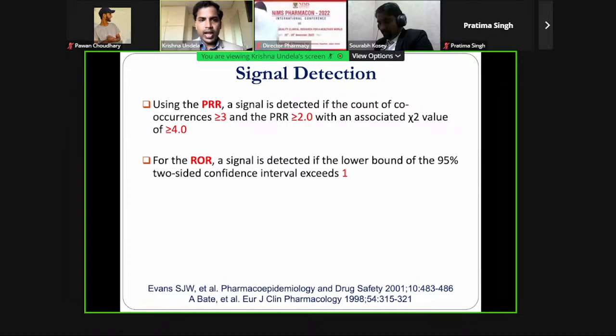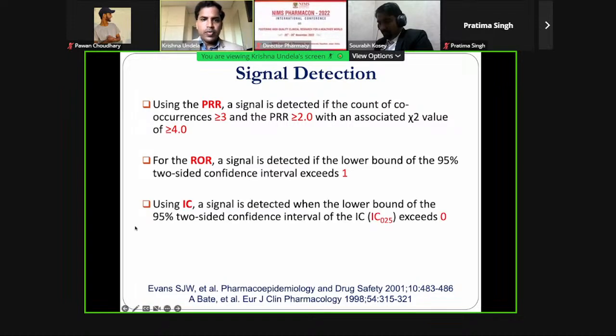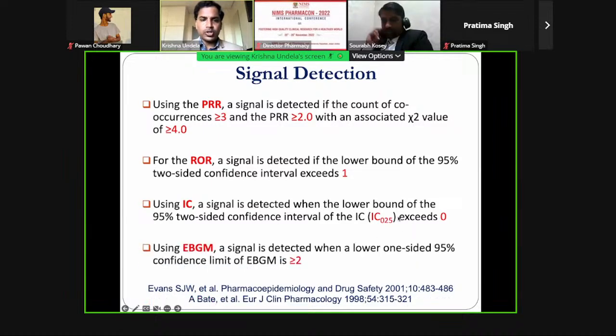Similarly, when you go and calculate the information component IC, I did not show you here, but we can calculate by using the formula which is given by the UMC, Uppsala Monitoring Center. So when you calculate the IC value, information component value, once again we are going to have the 95% confidence interval for the IC, and in that there will be a lower limit called IC 025, information component 025. Whenever that exceeds 0, we can say that signal identified between the drug and reaction.